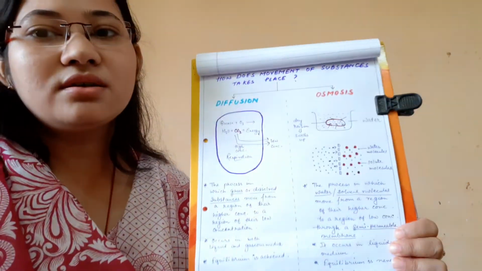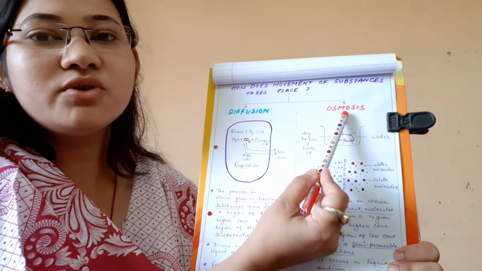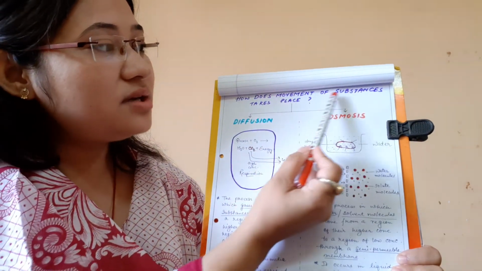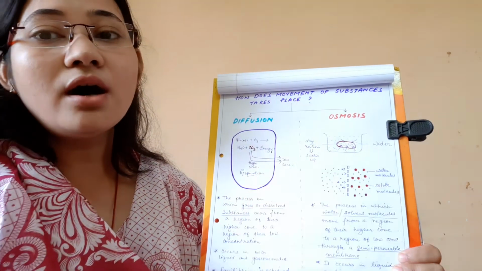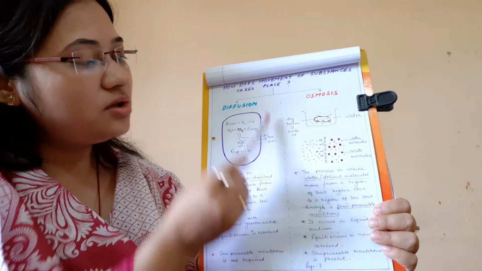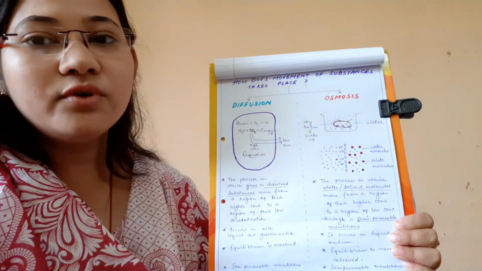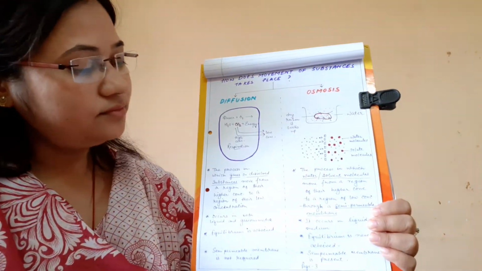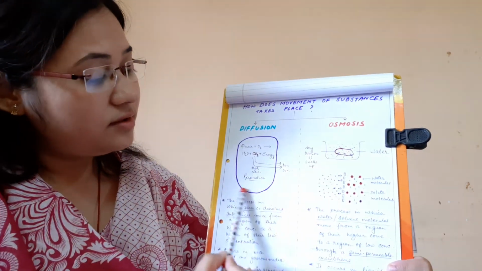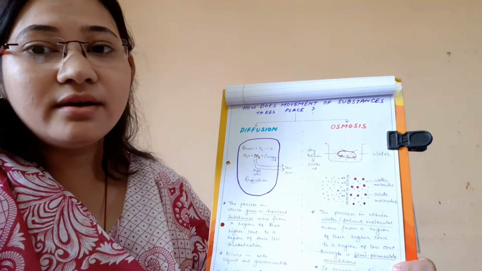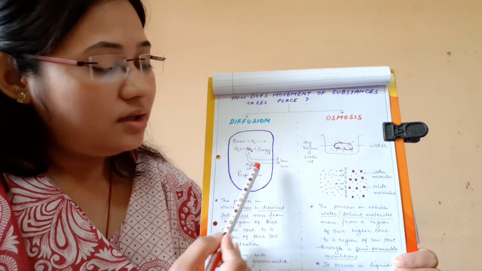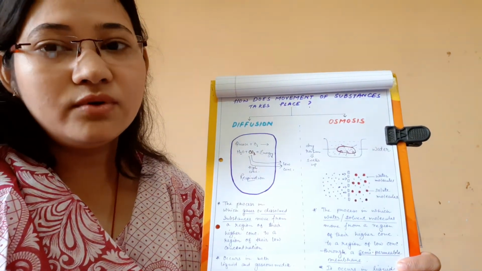So please pay attention. Now, diffusion and osmosis, these are the two processes by the help of which substances can move in and out of the cell. So I have divided into two separate columns in order to differentiate diffusion and osmosis. Let us see. Now, in case of diffusion, I have drawn an animal cell here. Okay, by the help of a simple example, I will try to show you the process of diffusion.